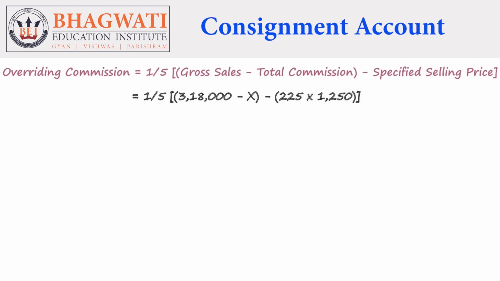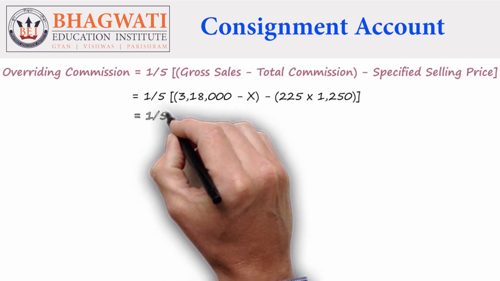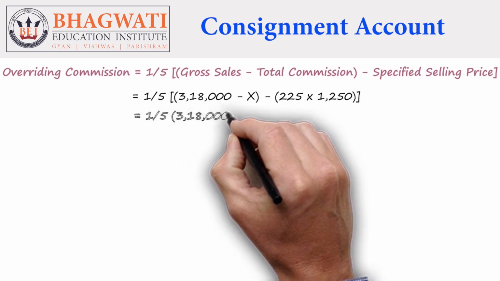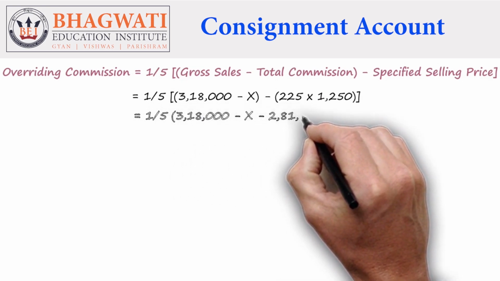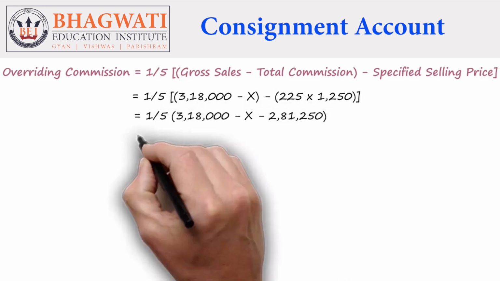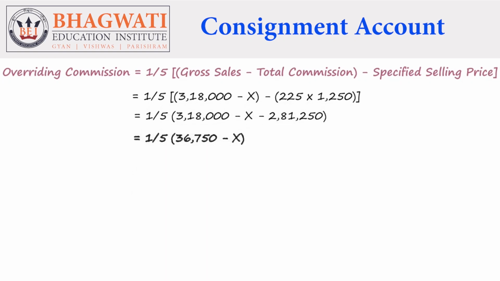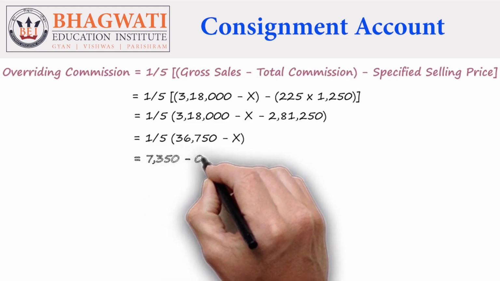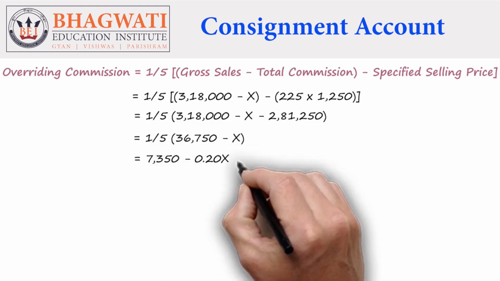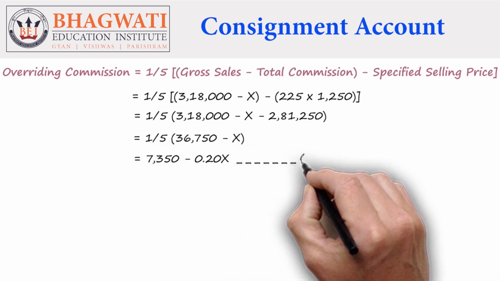How many units have we sold? 225. And what is the specified selling price per unit? 1250. So if I simplify it, it is 1/5 of 3,18,000 minus X minus 2,81,250, so it's 1/5 of 36,000 minus X. If I multiply this by 1/5, that is nothing but 20%, so it is 7350 minus 0.2x. This is my solution number 2.